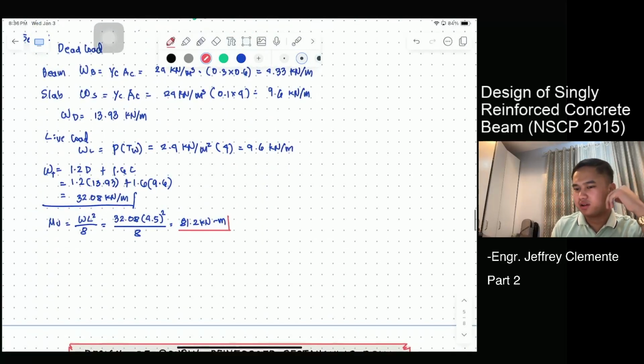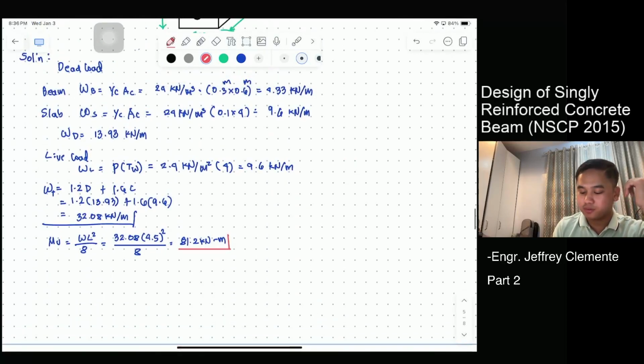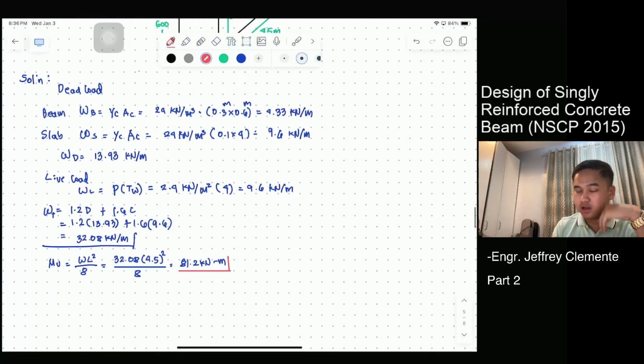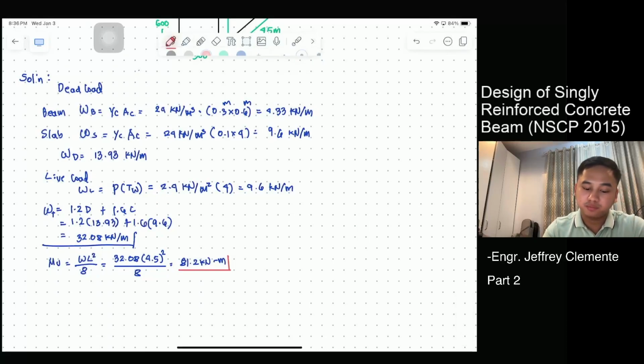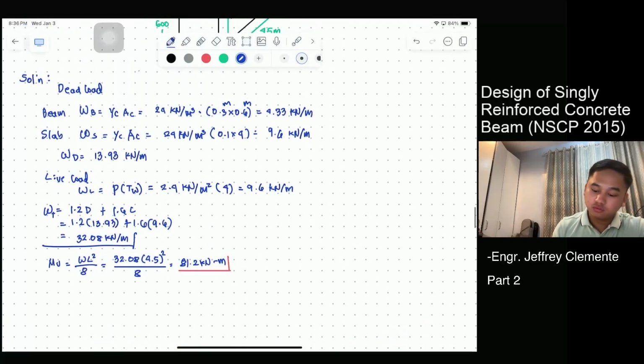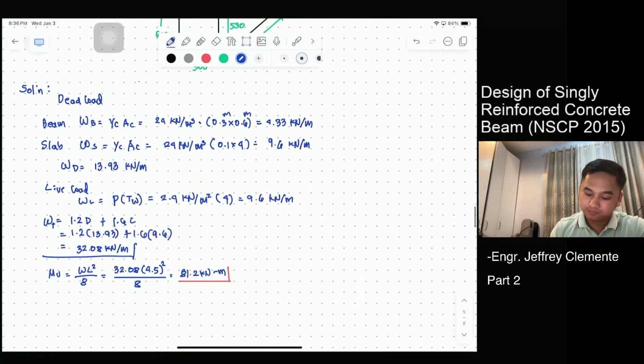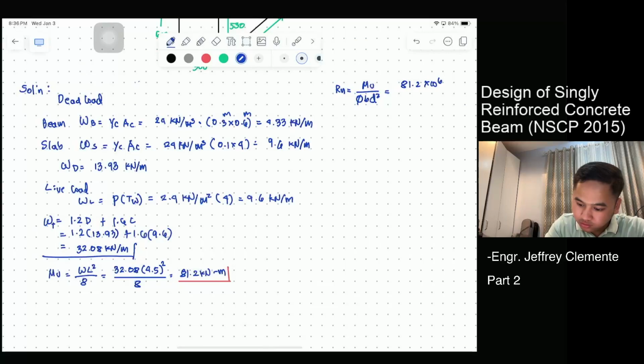Paano ba natin kukunin yung mga steel ratio, di ba? Kunin natin yung actual steel ratio ng beam. So, meron tayong MU. We now solve the Rn, di ba? Anong Rn? MU over phi BD squared. Ang MU mo is 81.2 times 10 raised to 6.